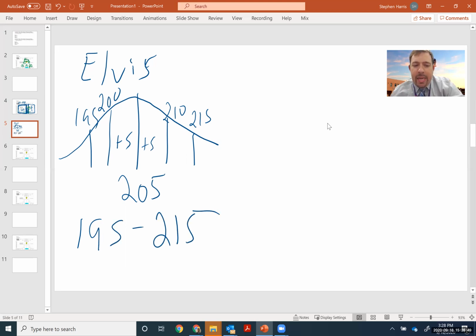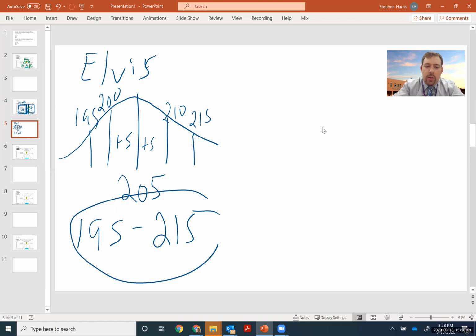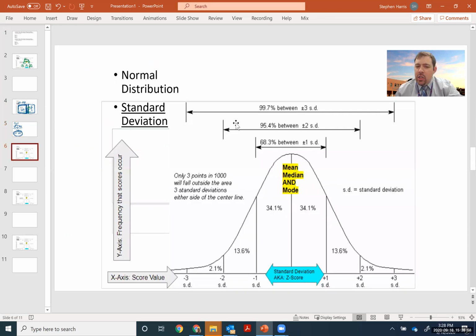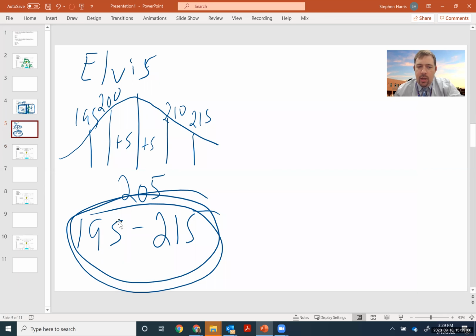So we need to beat Elvis, who we know is going to score with a 95% certainty. And if you're wondering where I got that 95, again, I just did 2 standard deviations. 95.4% fall between plus and minus 2 standard deviations. So I just made 2 standard deviations, and we can say with 95% confidence that Elvis will score a 195 to a 215.